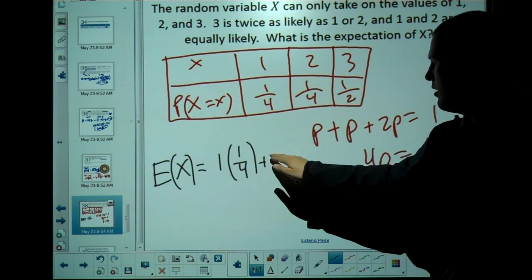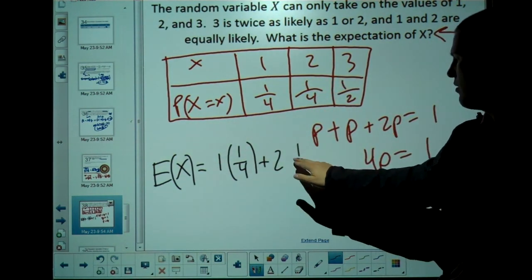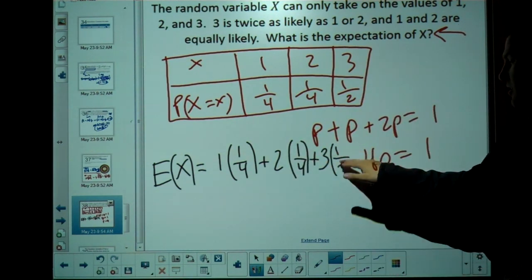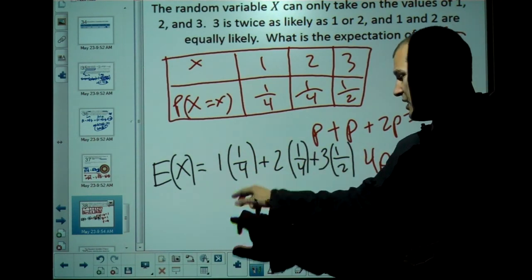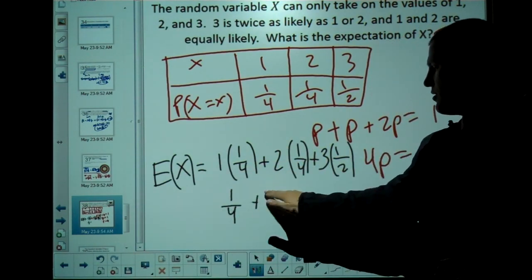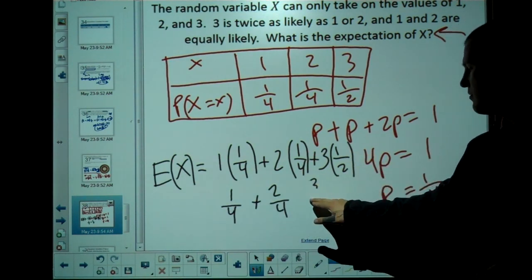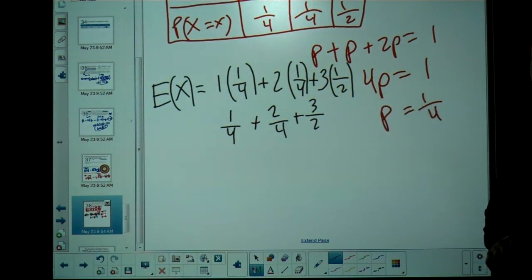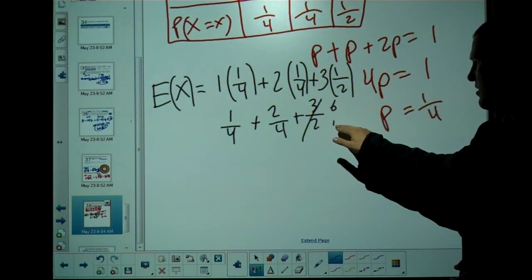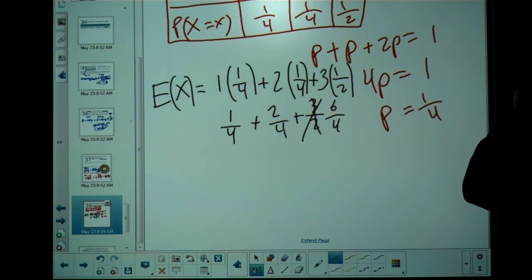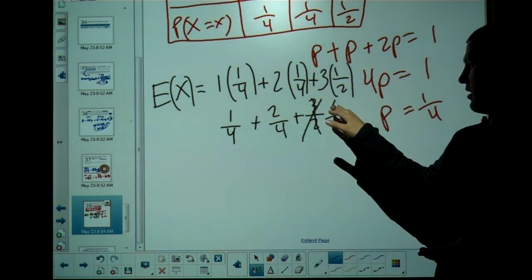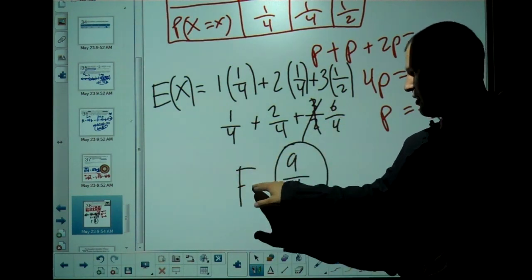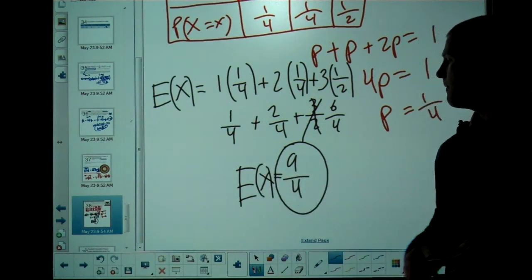Now we're going to go to the next one. 2 times its probability, 1/4. Plus 3 times its probability of happening, 1/2. And we can probably do this without a calculator, I'm thinking. So let's do it. So that's 1/4. That's 2/4. And this is 3/2. I'm going to go ahead and rewrite 3/2 in terms of fourths. So I'm going to rewrite that as 6/4, just so that it's easier to add these together. So I have 1 plus 2 plus 6, I think that's 9. That's 9/4 as an expectation of the discrete random variable x.